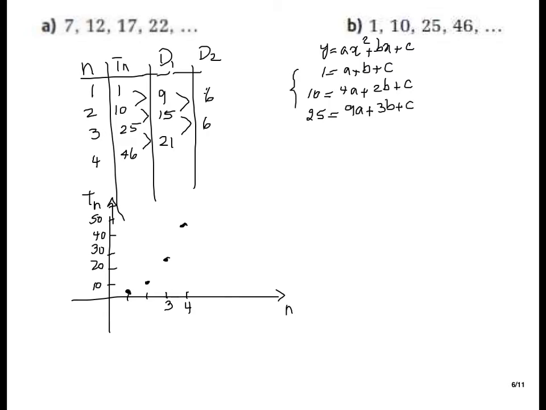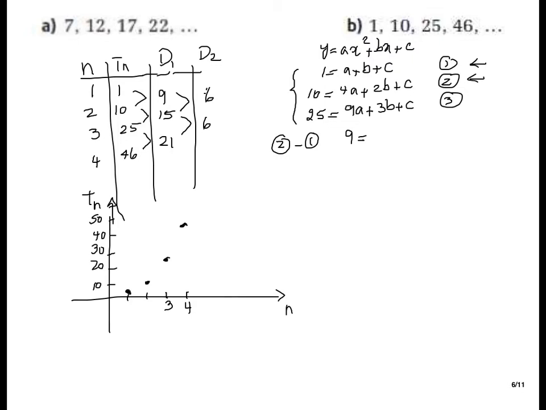So now I have these three equations in three unknowns, and as you know, since we have enough equations for the number of unknowns, we can solve it. Let's call this one equation 1, this one equation 2, this one equation 3. The first thing I'm going to do is find equation 2 minus equation 1, meaning this equation minus this equation. This means 10 minus 1 is 9.